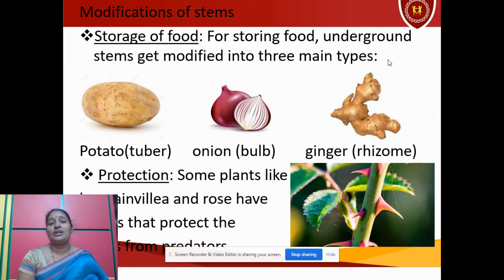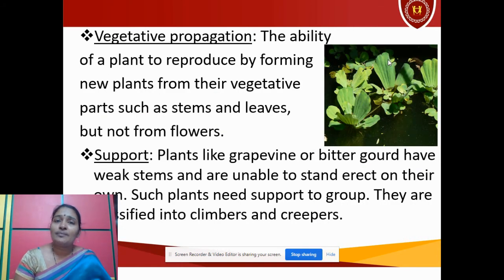If any herbivore or any animal comes and eats away the leaves, then to get protected, the plant has thorns. Predators are nothing but enemies, whoever will eat that plant. Okay. Next is vegetative propagation.